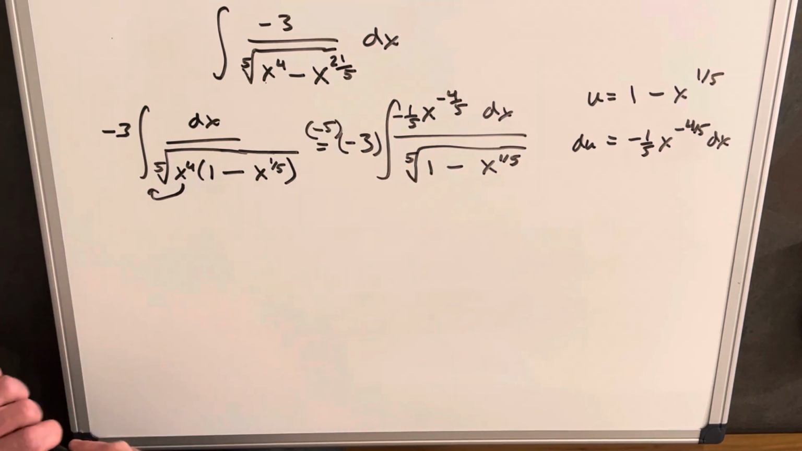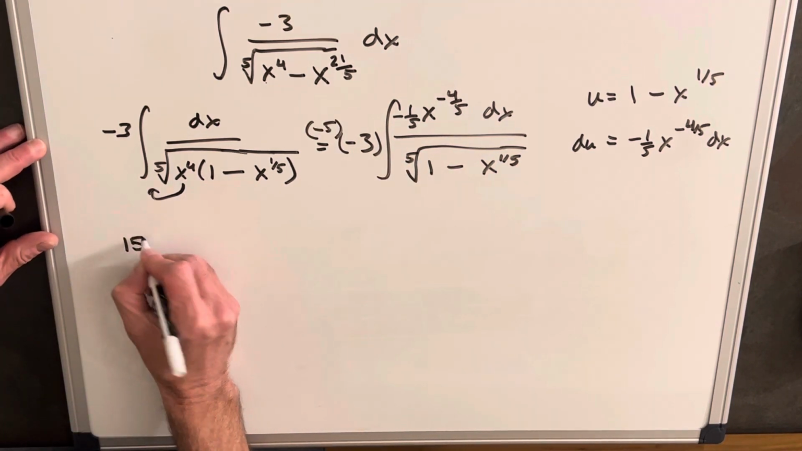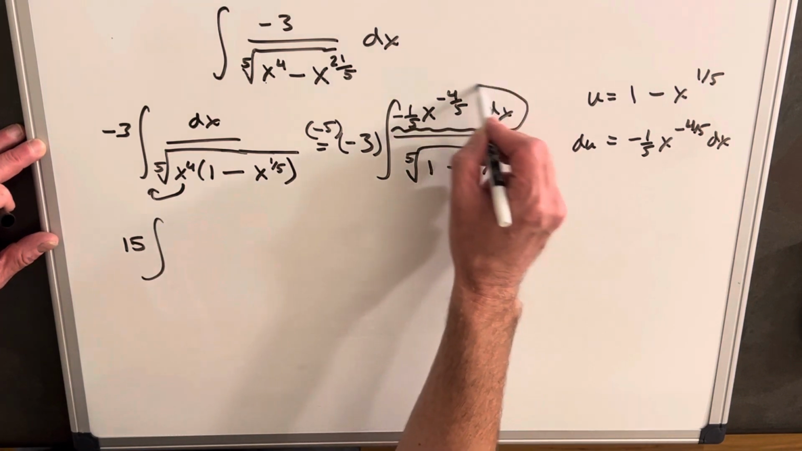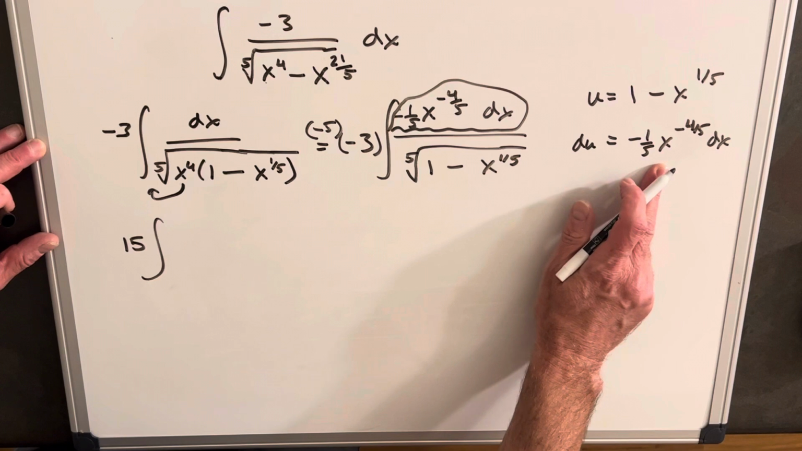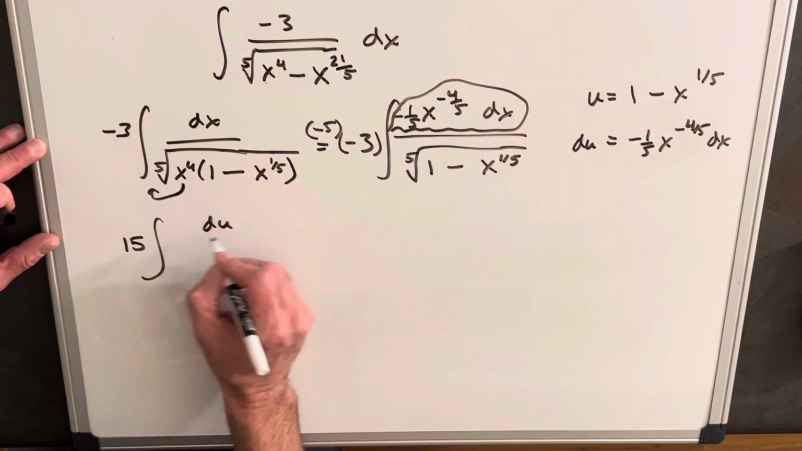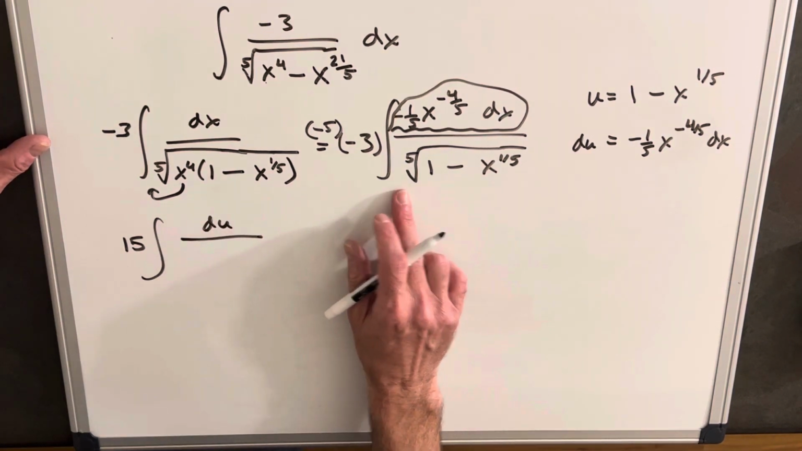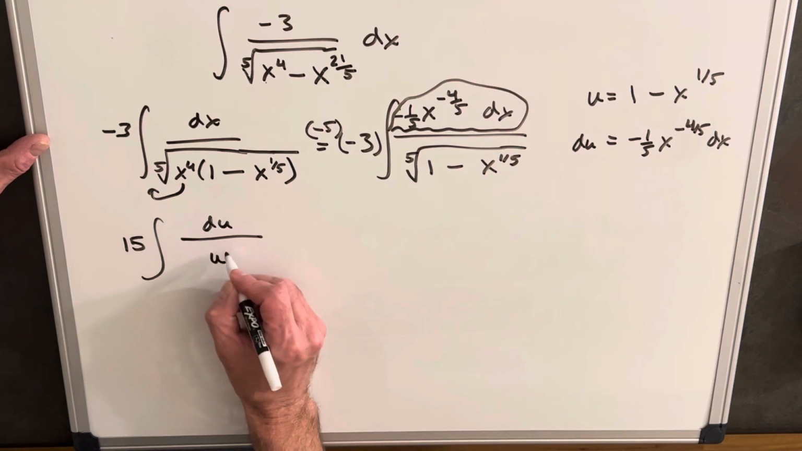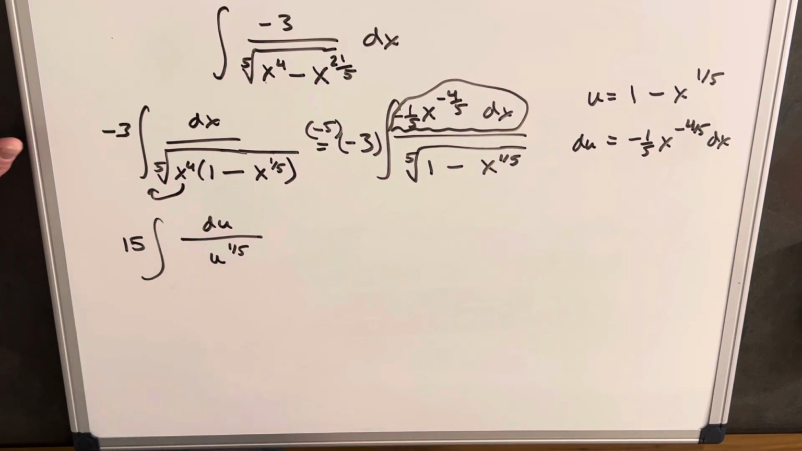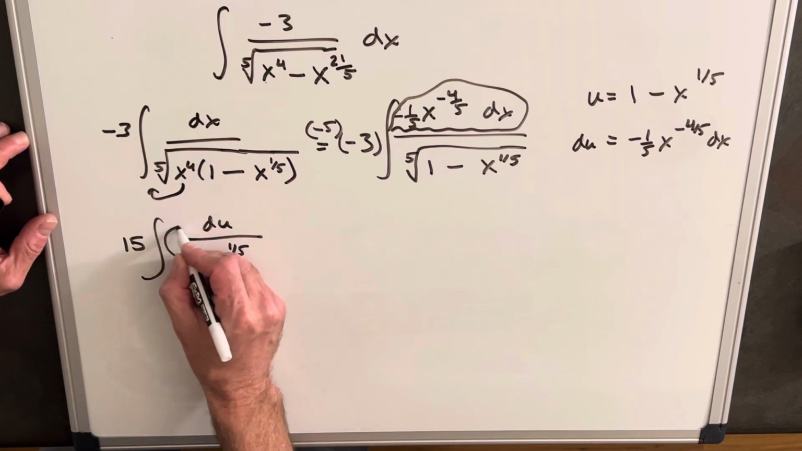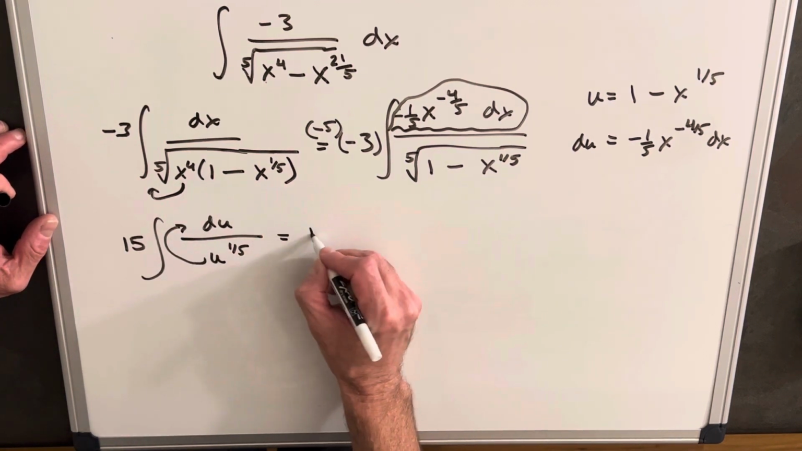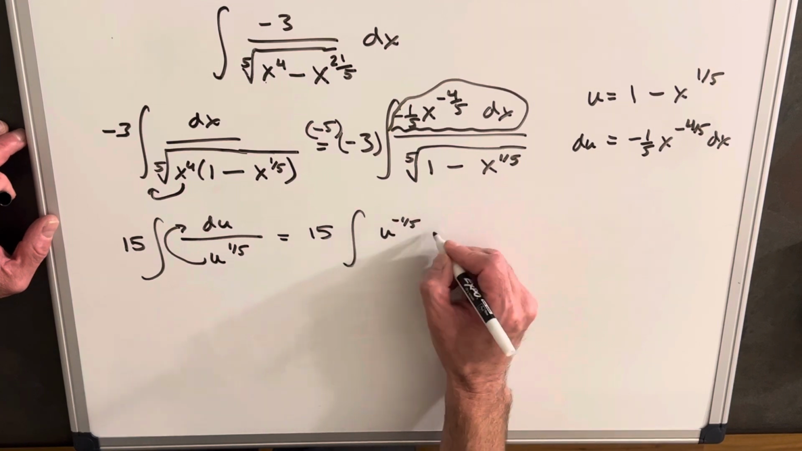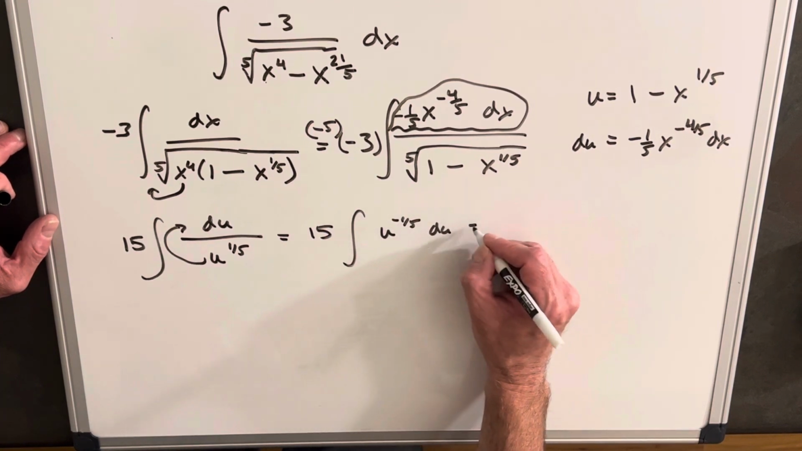Then just cleaning this up, minus 5 times minus 3 is going to be a 15 in front of the integral. This whole thing here is exactly du, so we'll rewrite that whole thing as du. Then the 5th root of this whole thing here is u, which we'll write as u to the 1/5. Before we do the power rule, let's bring this back up into the numerator. So we'll have 15 times the integral of u to the minus 1/5 du.